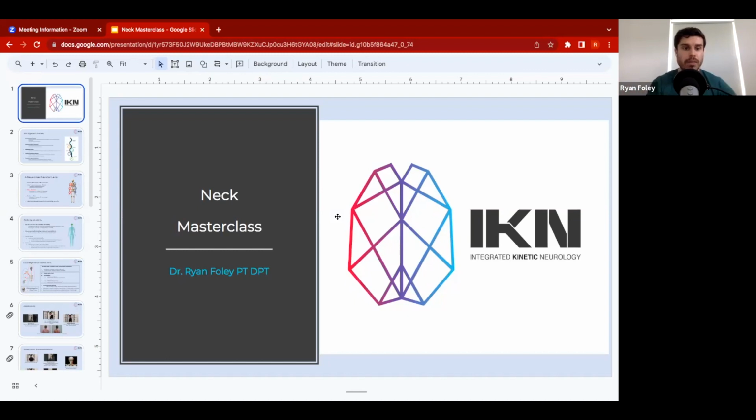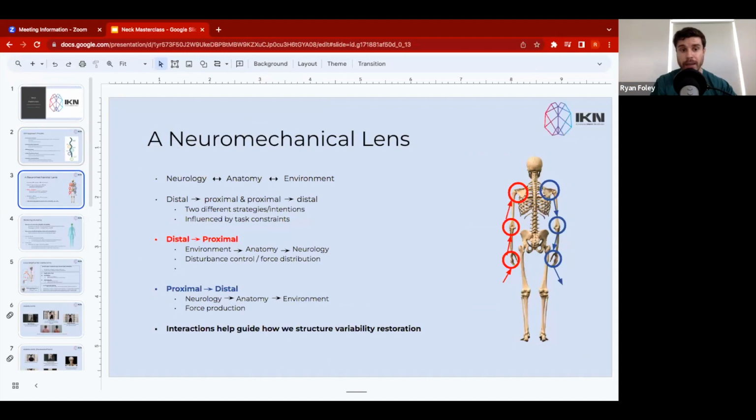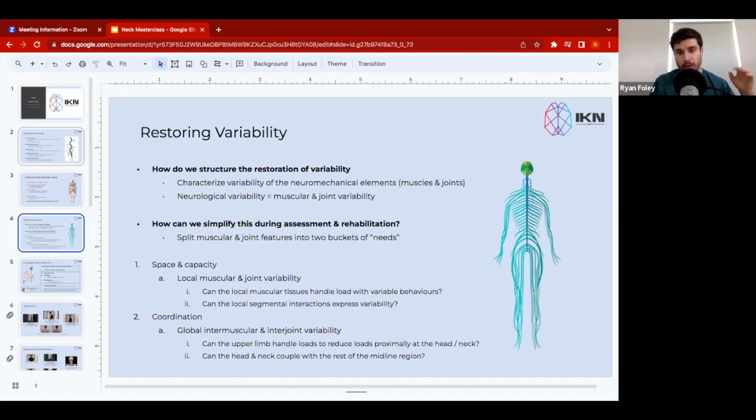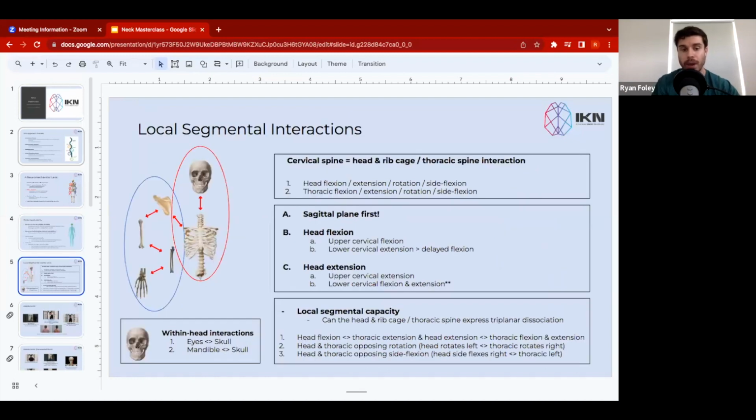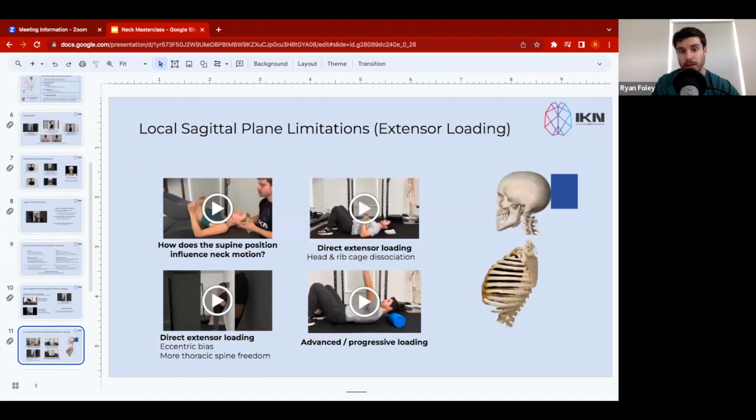Just to give you a quick insight into what we have planned for this masterclass, we're first going to go through some general features of our IKN approach process. We're then going to talk about a neuromechanical lens, then go into some of the features of our framework. Then we're going to look at some local segmental interactions, some assessments, and then some case studies. And then, of course, some interventions and loading strategies.